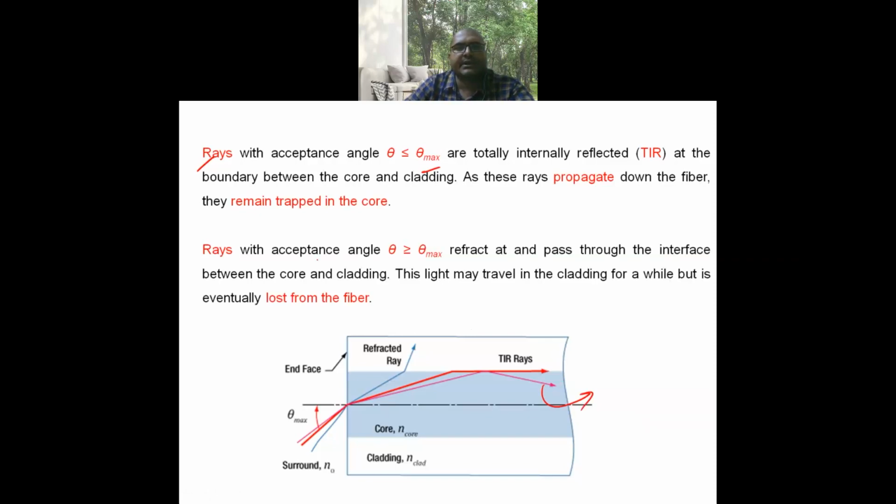And the rays with acceptance angle theta greater than or equal to theta max refract at and pass through the interface between the core and cladding. This light may travel in the cladding for a while, but it is eventually lost from the fiber. It is shown by this path.